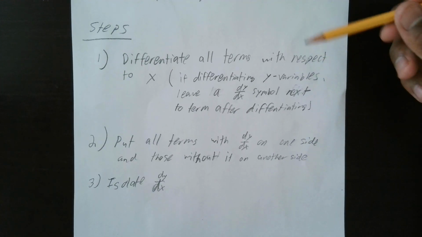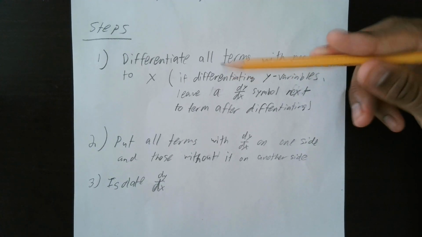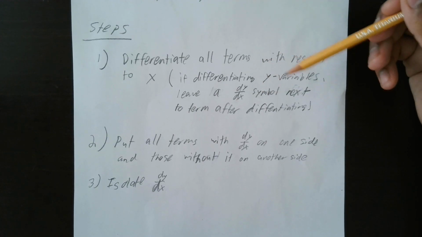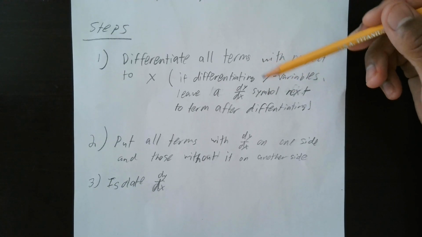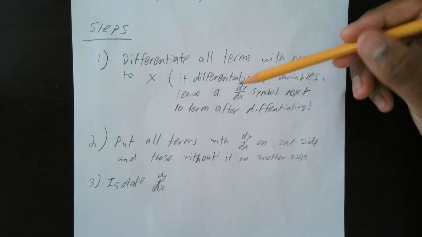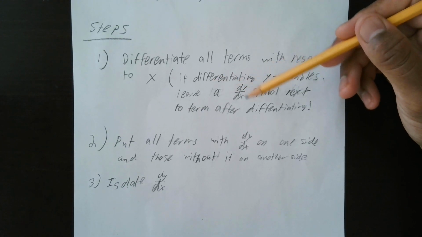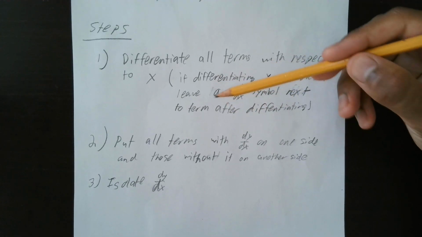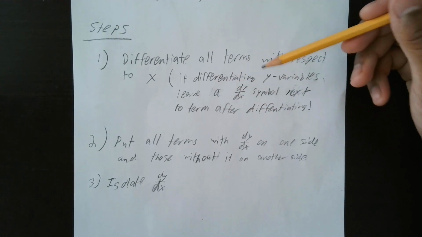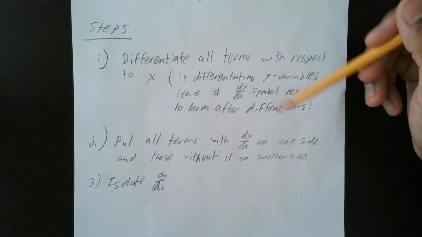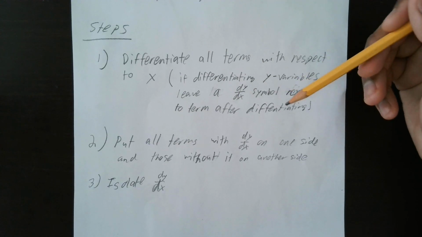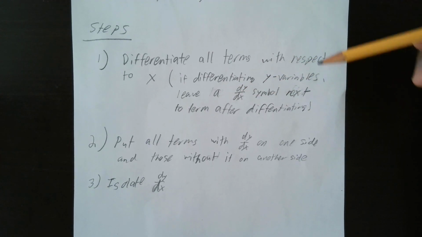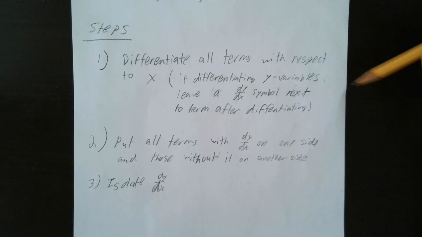You're going to want to first differentiate all terms with respect to x. If you're differentiating y variables, then you should leave a dy over dx symbol next to the terms with y variables that you're differentiating. So just leave that behind after you differentiate. If that doesn't make sense, it'll become more clear with an example.